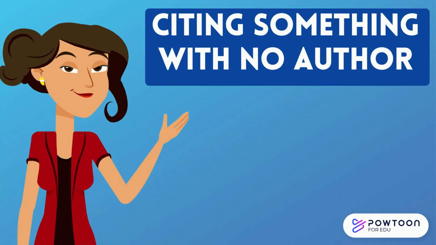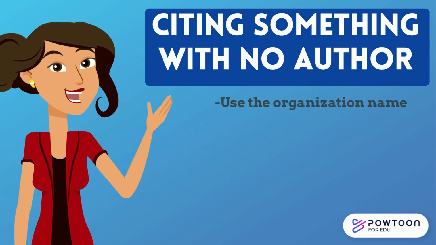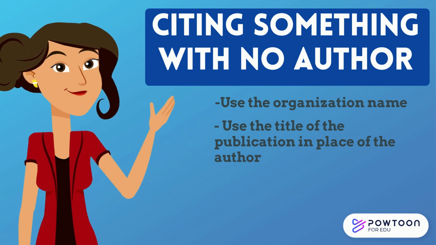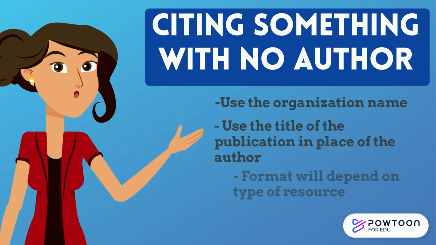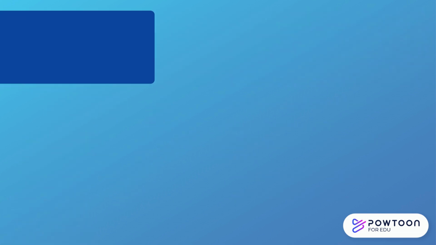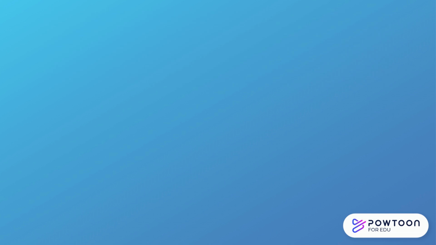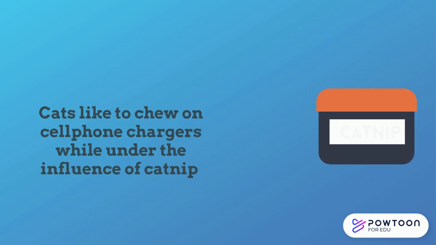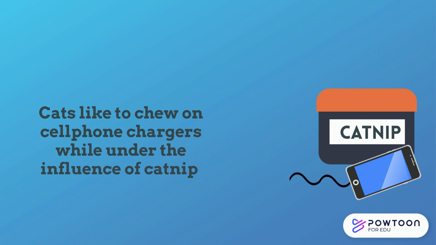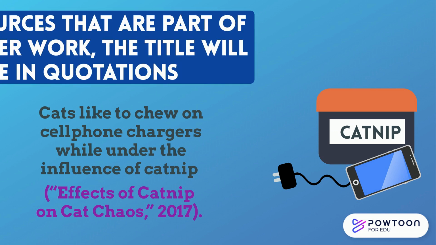In the event that there are no authors listed, we can use the name of the organization that produced the resource or the title of the publication. When using the title of the publication, the format of the title will depend on what kind of resource it is. For sources that are part of a larger work, such as articles or chapters, the title will be in quotation marks. For example, cats like to chew on cell phone chargers while under the influence of catnip. ("Effects of Catnip on Cat Chaos," 2017).